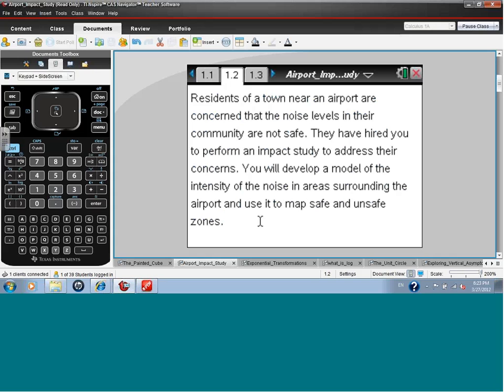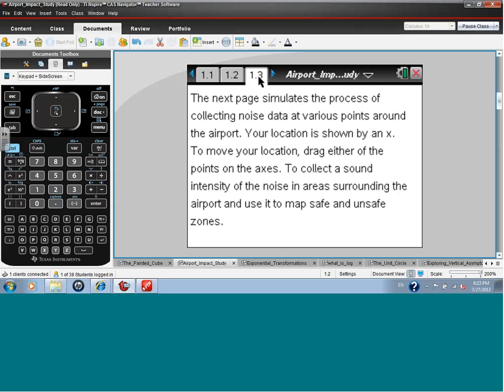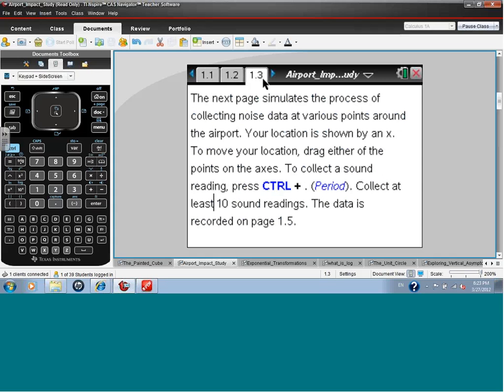So the problem setup is that there's an airport and we're concerned about noise levels. And so we're trying to find the relationship between the distance away from the airport and the noise levels. And so we actually have a sort of an interactive model coming up on the next page, not this 1.3, but on page 1.4, where we'll simulate this process of collecting noise data at various points around the airport.